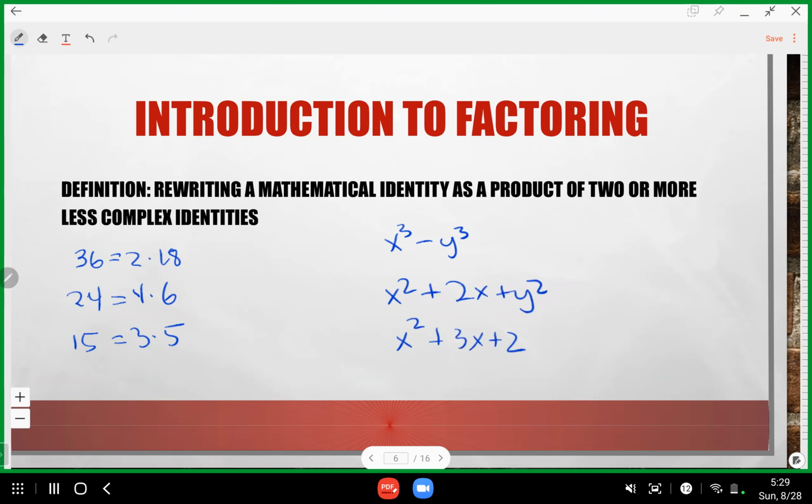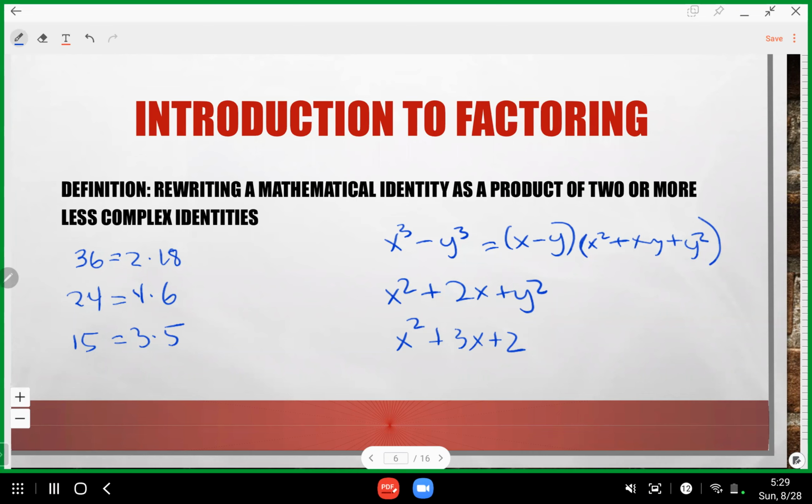But we still need to factor it, right? For example, x cubed minus y cubed, how do you factor it? It's x minus y times x squared plus xy plus y squared. How did I get this? This is called difference of cubes, and I'll teach you the formula later.